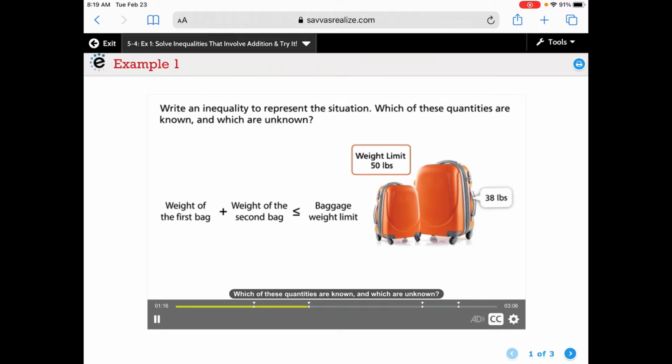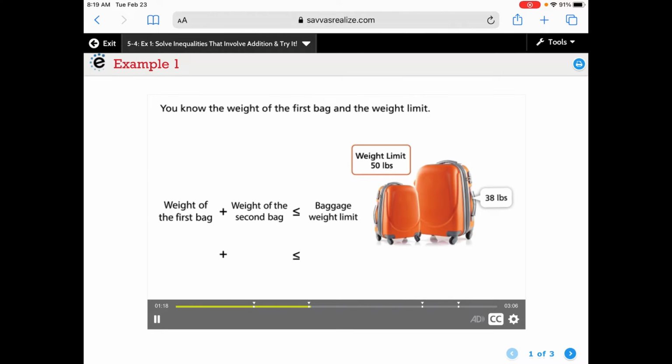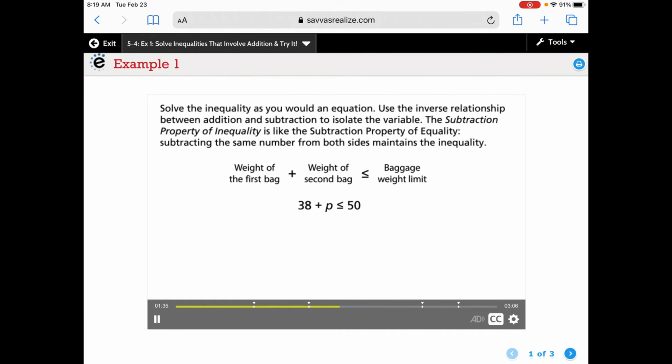So which of these are the unknown? Well, it's the weight of the first bag, the smaller one. So we can put an X there, or whatever variable they're going to use. These can be interchanged, but it doesn't really matter. So what we're going to do is just like we did with any one-step or two-step equation, we're going to subtract 38 from both sides.